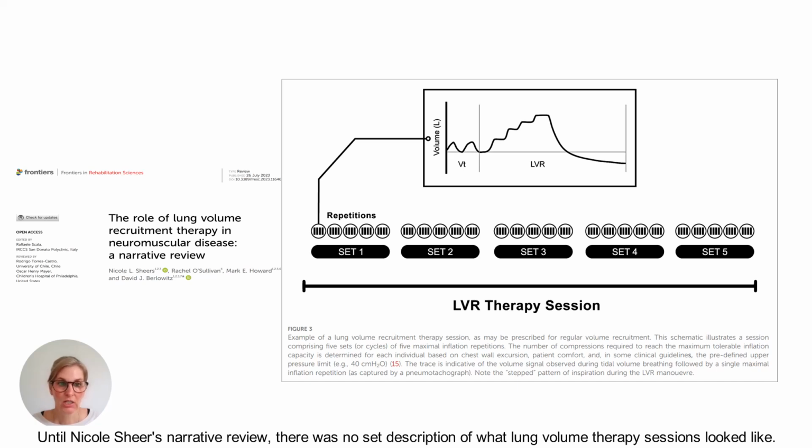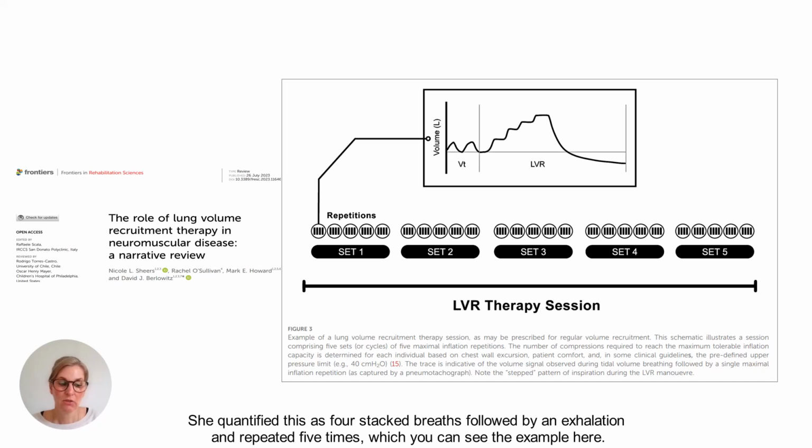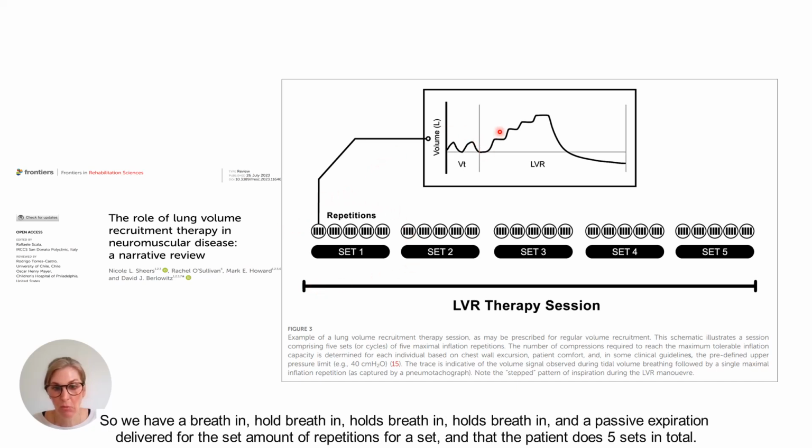Until Nicole Shear's narrative review, there was no set description of what lung volume therapy sessions looked like. She quantified this as 4 stacked breaths followed by an exhalation and repeated 5 times, which you can see the example here. So we have a breath in, hold, breath in, hold, breath in, hold, breath in, and a passive expiration delivered for the set amount of repetitions for a set. And that the patient does 5 sets in total.